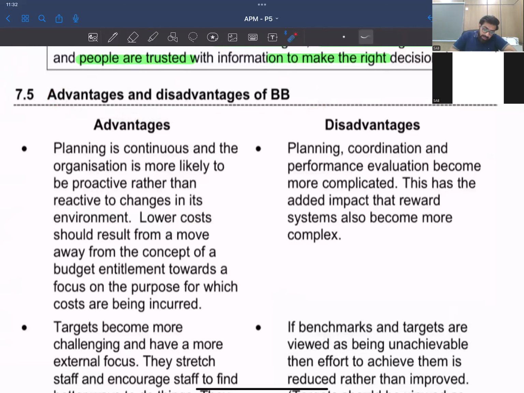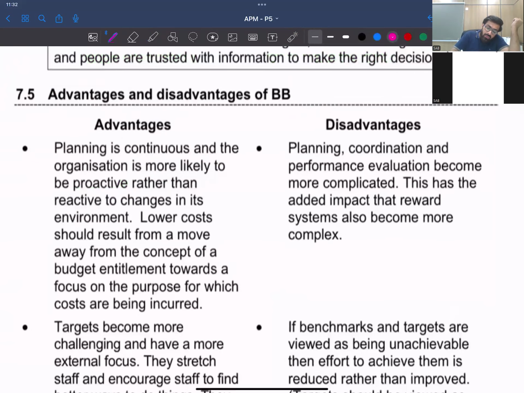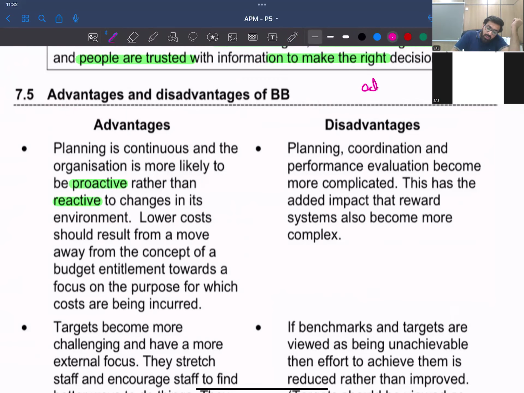So in advantages, planning is continuous, right? An organization is more likely to be proactive. You are proactive here rather than reactive, right? And obviously, if there's a requirement for disadvantages or advantages, you're not going to be writing or copy-pasting it, you will be linking it with the scenario. We are going to attempt some past papers, so you'll be linking it with the scenario rather than following it completely.